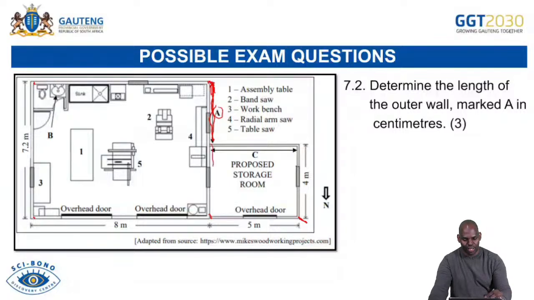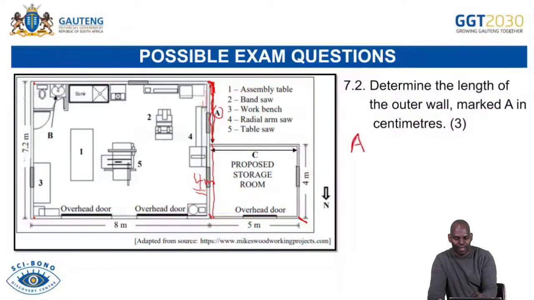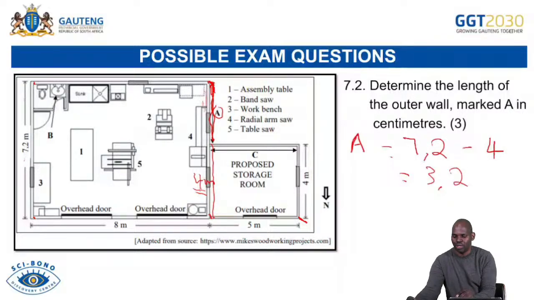But already, according to this, this part is 4. So this is 4 meters. So it means we can say 7.2 meters minus 4. That is going to give us the length of A. So A is equal to 7.2 minus 4. So this will give us 3.2, I think. 3.2. 7.2 minus 4.